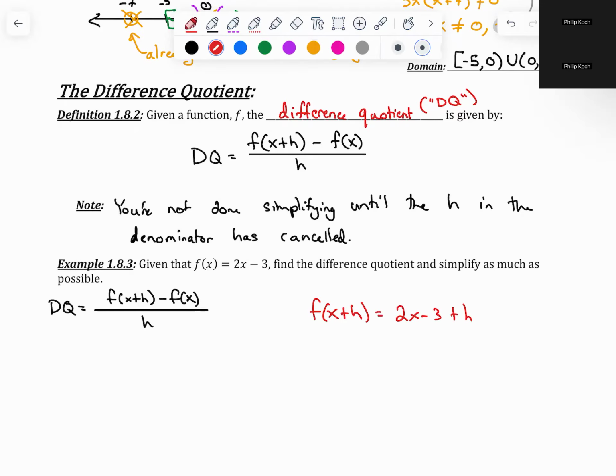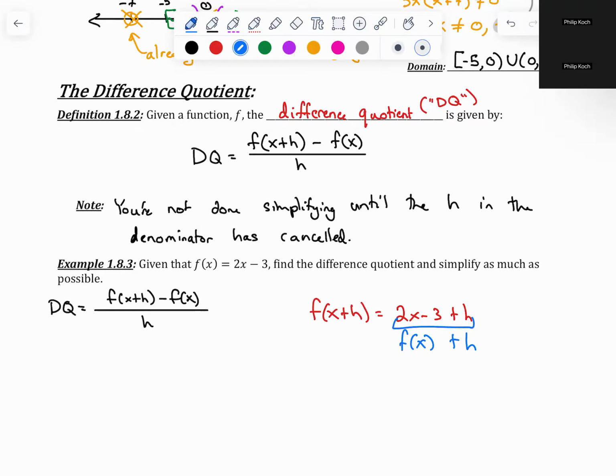Because he's just silly. Parentheses. The parentheses, yes. In particular, the fact of the matter is this right here, this is f of x plus h. Very different. 2x minus 3 plus h, that is f of x plus h after the fact.